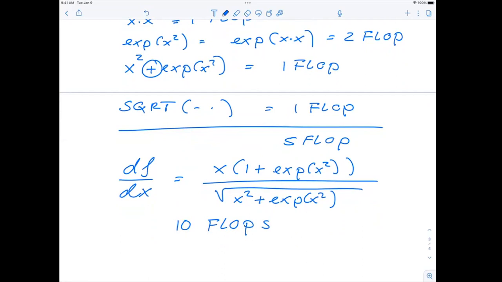Now, in reality, we do actually have more floating point operations because we're actually going to calculate the exponentials, and we're also going to do multiplications, and we're going to do square roots. So these require more floating point operations than just one addition or one subtraction.